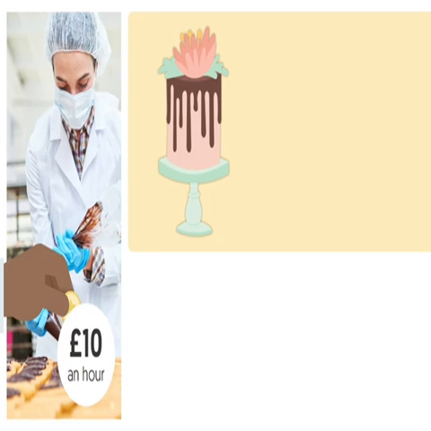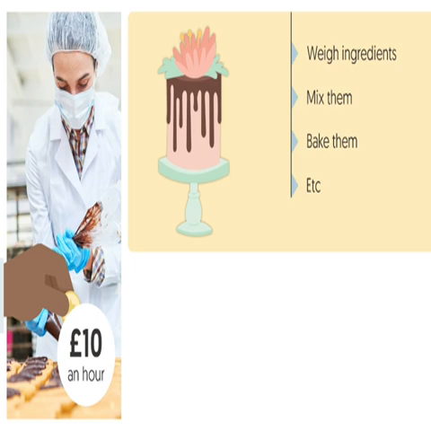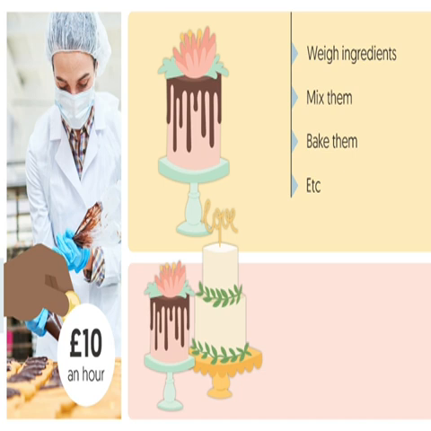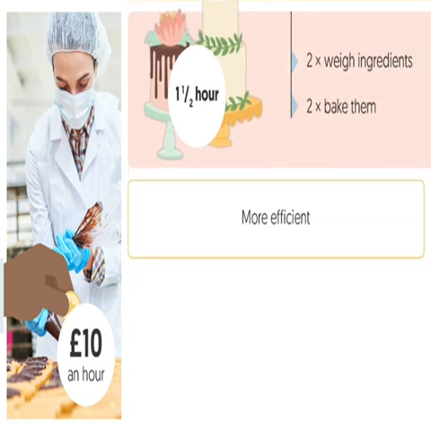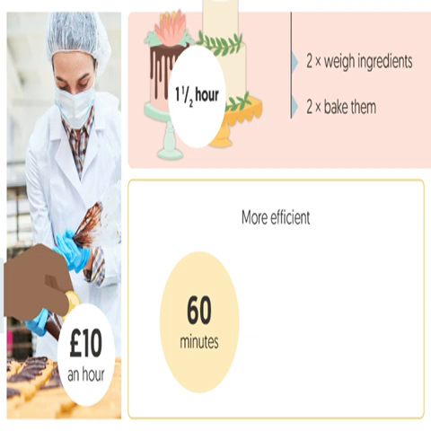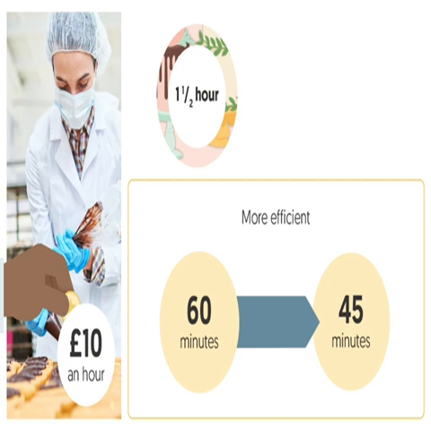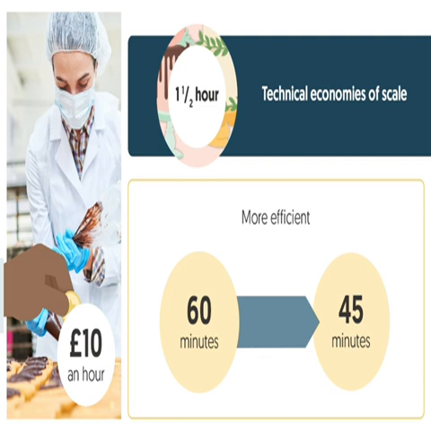Then when I'm making the cake, I pay someone £10 per hour to make one cake. They weigh ingredients, mix them, bake them, and so on. But then, if my output increases and I make 2 cakes, it doesn't take much longer to weigh 2 sets of ingredients instead of 1, and both can be put in the oven at the same time. So overall, it takes my employee, on average, 1 hour to make 1 cake or 1.5 hours to make 2 cakes. This means they've become more efficient. So on average, it's gone from taking 60 minutes to make 1 cake to 45 minutes, because it's 1.5 hours for 2 cakes. This is technical economies of scale.